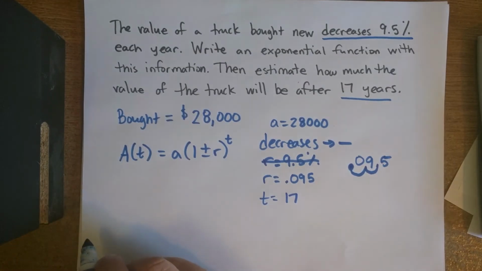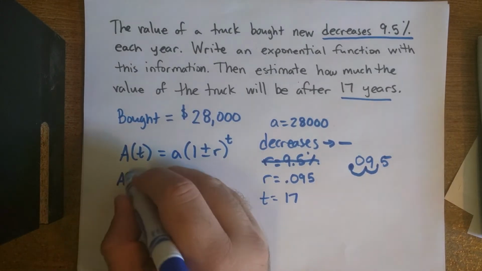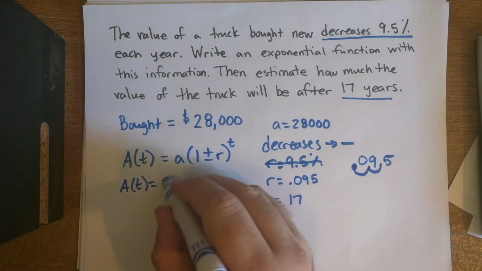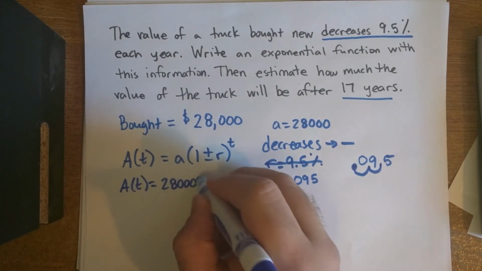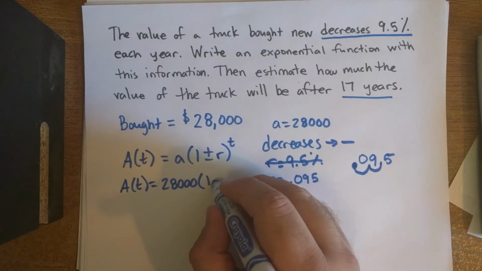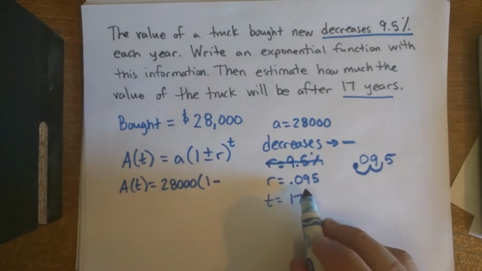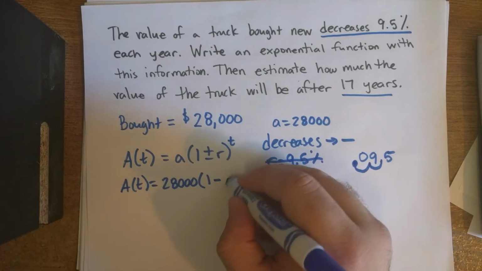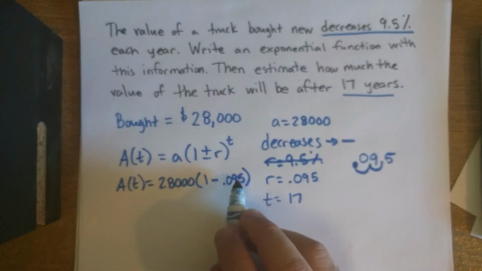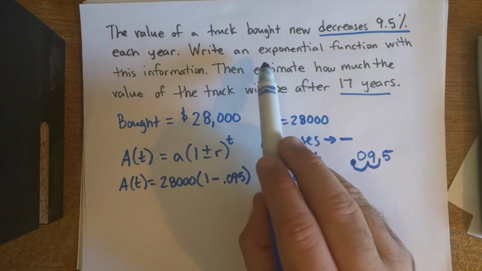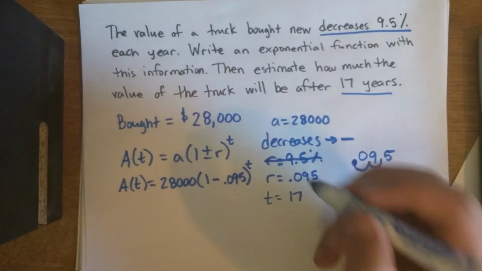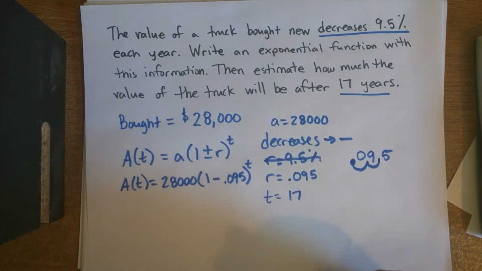So let's go ahead and write the function real quick. We're just plugging numbers in. A becomes 28,000. Parentheses 1. Now we're choosing, like you said, we're going to choose the minus sign. And we're going to plug in r as 0.095. And we're going to keep the power t for the moment, because the first part of the problem did say write an exponential function with this information. And then we'll find out when t equals 17.